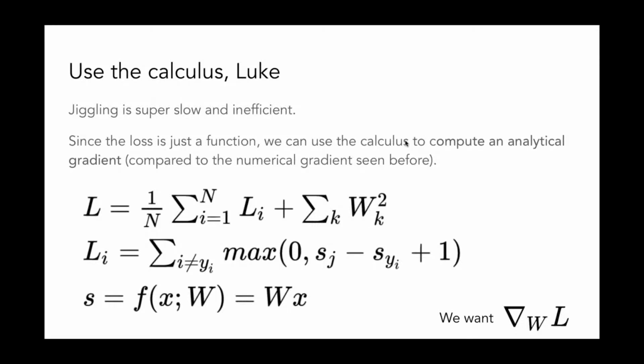Instead, since the loss is just a function, you can see here the loss is a function of the single contributions of all the outputs plus a regularization term, which is a function of the weights. The single contribution, here we can see the hinge loss of a support vector machine, is a function of the scores of my classifier and the scores of the original I was expecting. And the score is also a function of my weights. So everything is just a mathematical function of my weights, and we can use calculus to compute the analytical gradient. What we want here is the gradient of the loss with respect to the weights. This symbol is called nabla. And this can actually be done with numerical calculus.